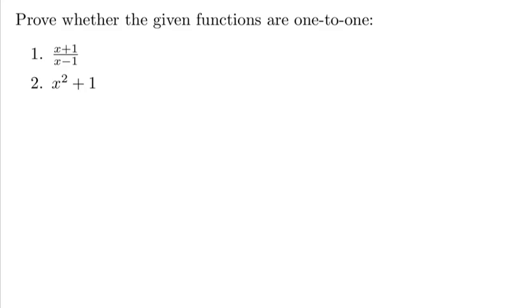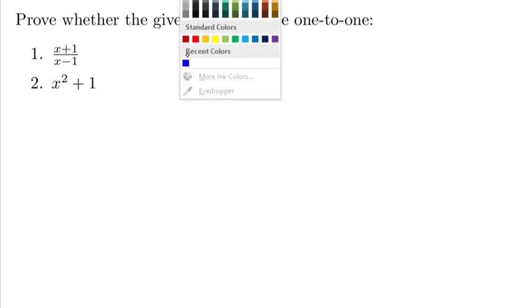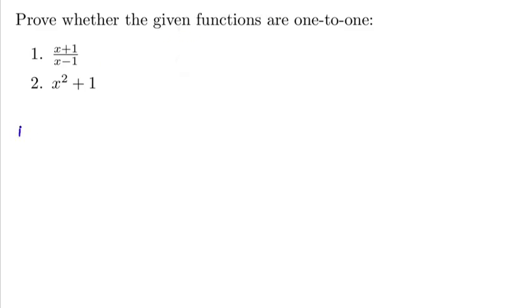Alright, so prove whether the following functions are one-to-one. To do this, you have to know that by definition, if a function is one-to-one, we're going to assume that f of a is equal to f of b.